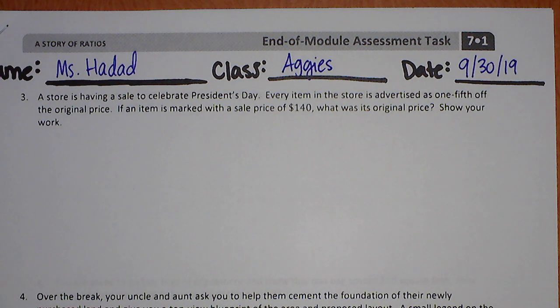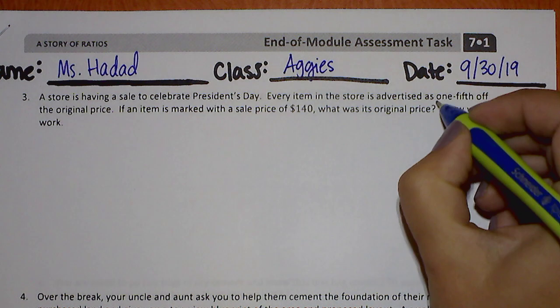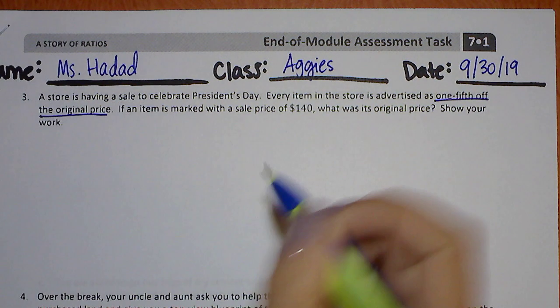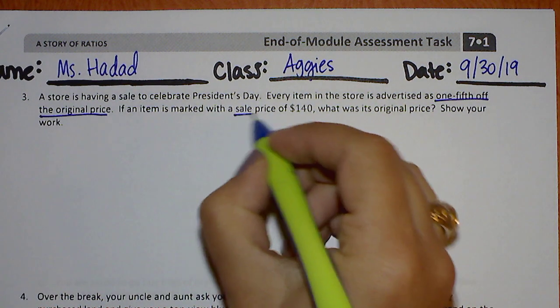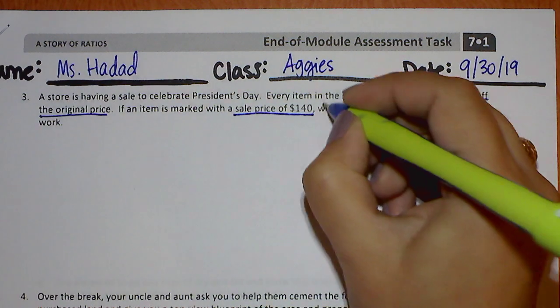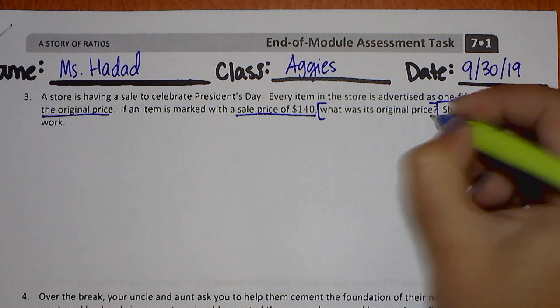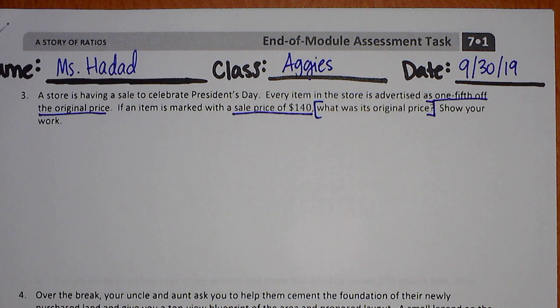A store is having a sale to celebrate President's Day. Every item in the store is advertised as 1/5 off the original price. If an item is marked with a sale price of $140, what was its original price? Show your work. So this question is asking what the original price is, and they've already given us the sale price and the discount, which is 1/5 off.